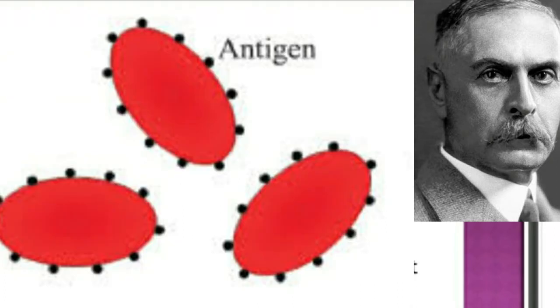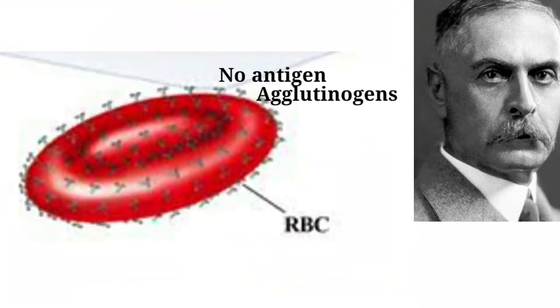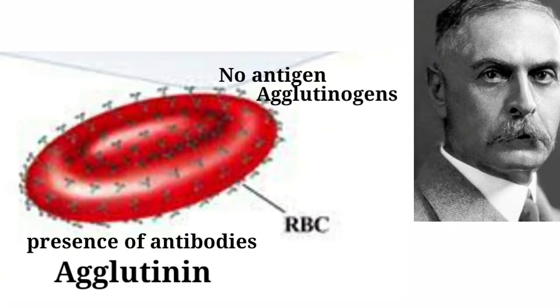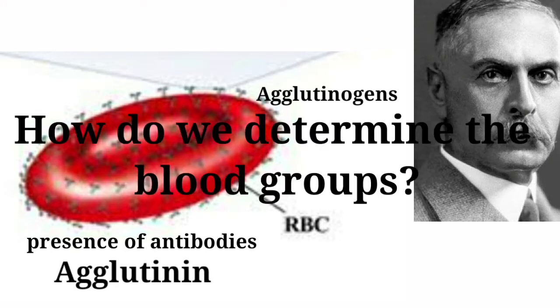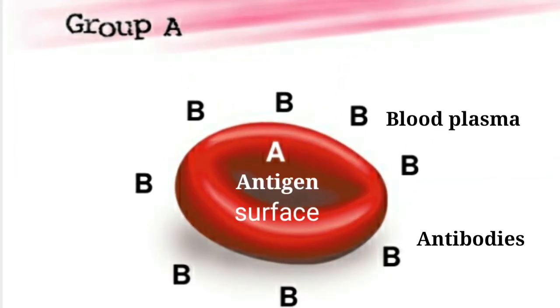Clear children, if antigen is present, antibody will be absent. If a particular agglutinogen is absent in the RBCs, the corresponding agglutinin must be present in the serum. Clear children? How do we determine a blood group, children? If you belong to the blood group A, you have antigen A on the surface of your RBCs and antibody B in your blood plasma. Clear children? If your blood group is A, you will have antigen A and antibody B.